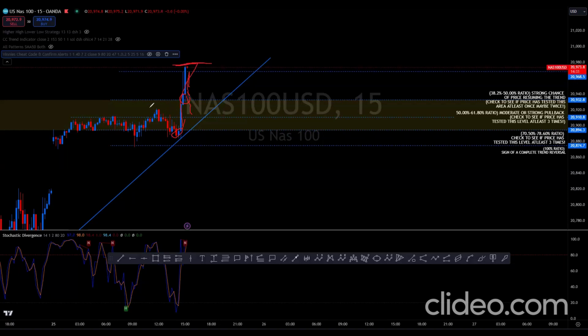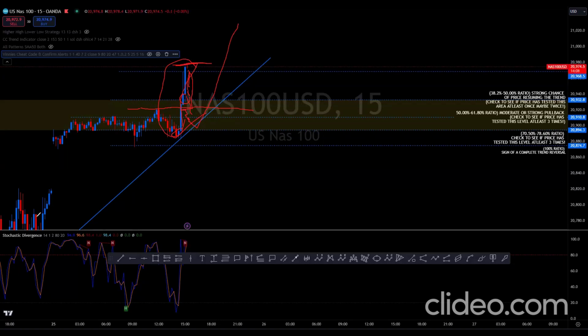So what I like to do is I like to look at the previous structure that has been broken and use this as a way of getting a good entry, because when you look at this big move here, price is going to actually have to mitigate either half of this or maybe most of this to get more energy to push up even further if that's the institution's goal.